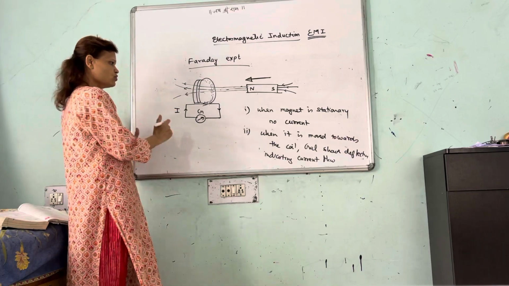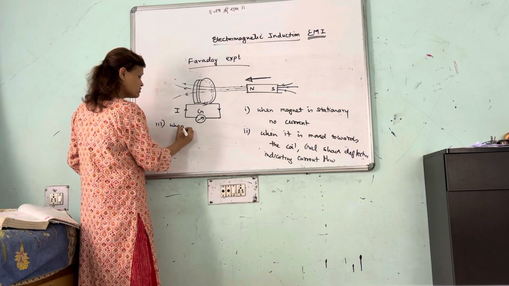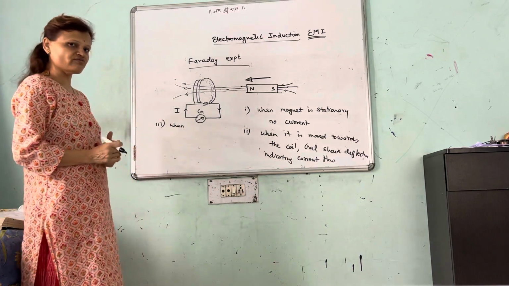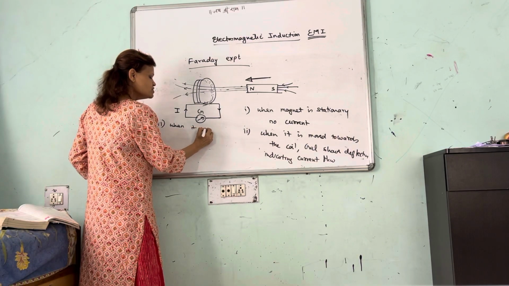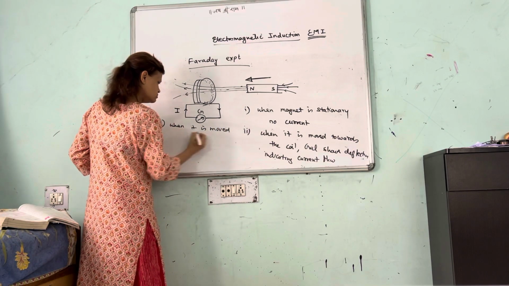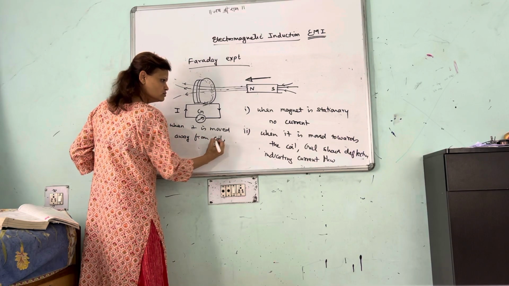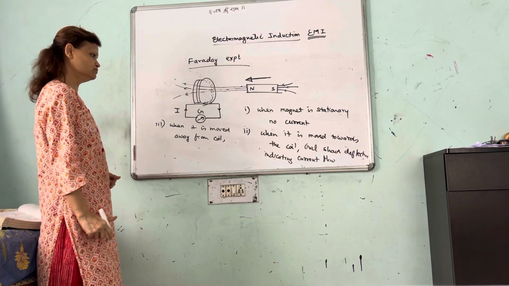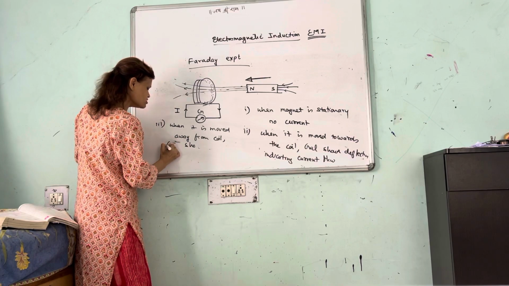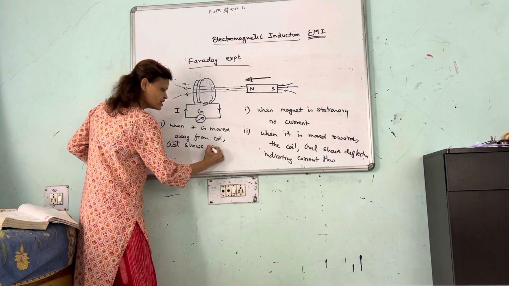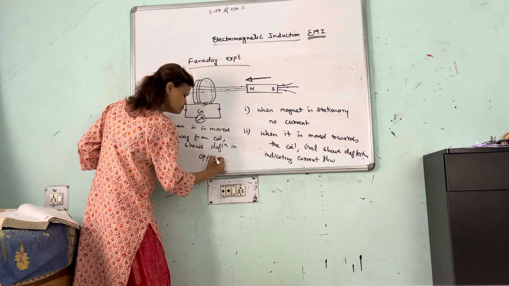Okay. And when it is moved in the opposite direction, there's a third point. These are all the observations I've been noting down from the Faraday experiment. When it is moved away from the coil, the galvanometer shows deflection in the opposite direction.